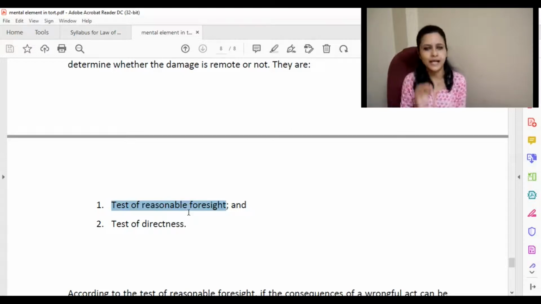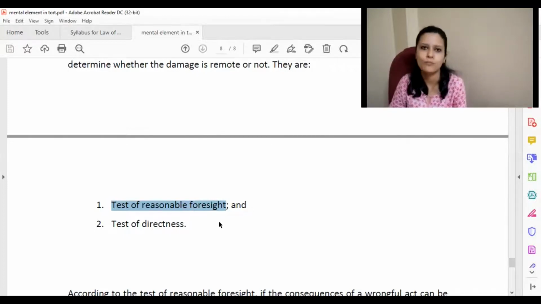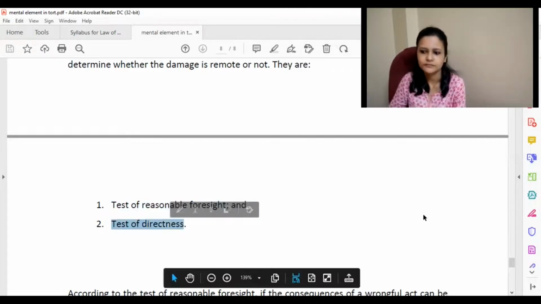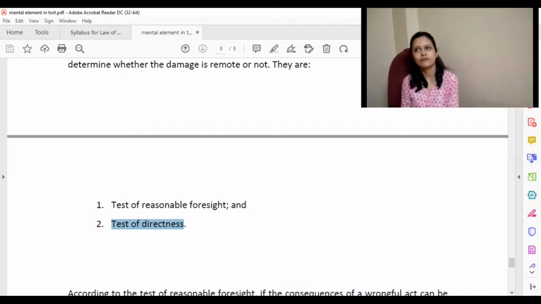But yes, I will be held liable for the damage suffered by the person who was a victim in the accident taking place. Okay, that's the first test, how we can decide the amount of compensation. Second one being the test of directness. Directness is whether it is a direct outcome or result of my act or omission or not.